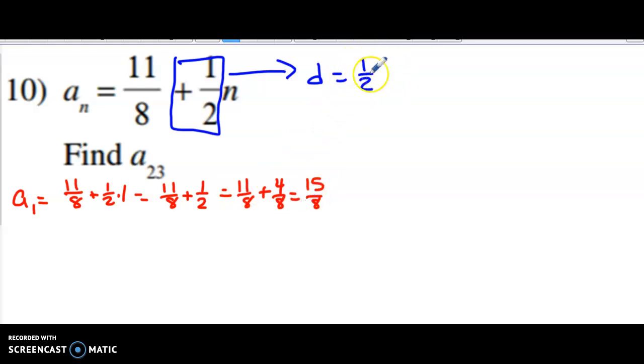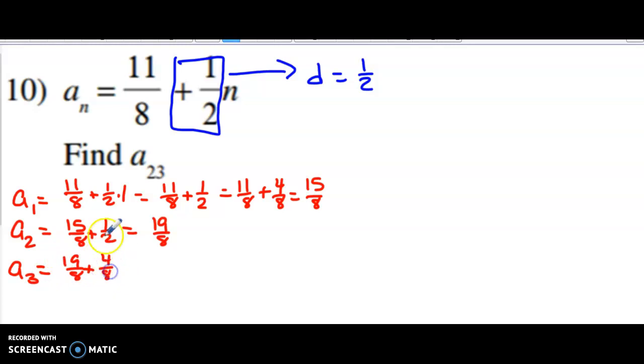Because I know that my common difference, and I just proved it in the last one, then all I need to do is take 15/8 and add 1/2 to it. And 1/2 is the same thing as 4/8. So 15 plus 4 gives me 19/8. That's my a sub 2. My a sub 3 value, I take 19/8 and I add 4/8 to it.